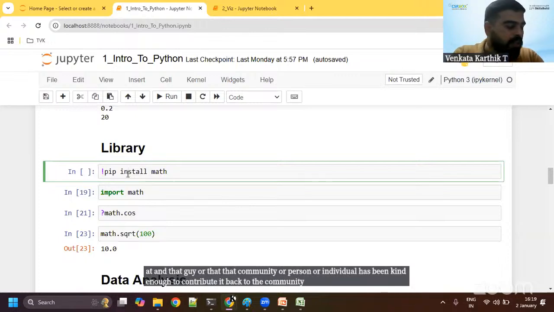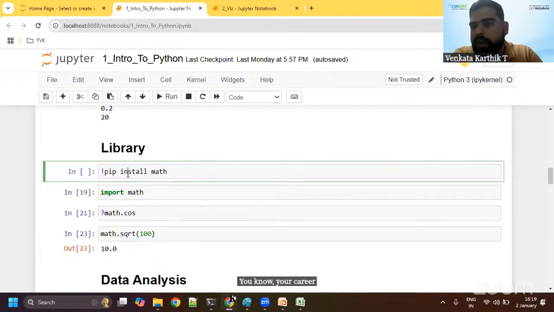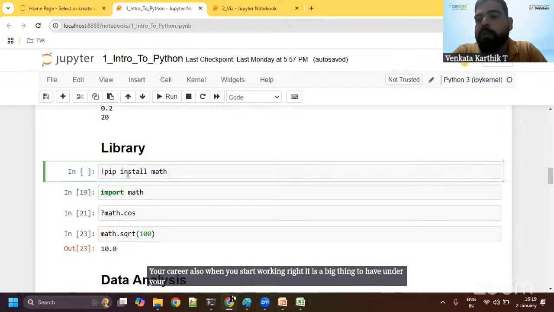Okay, and actually it would be also great if in future you all also can start contributing. That adds a big value to your career also when you start working, right? It is a big thing to have under your name that you have contributed for a particular library. Okay, it's a big deal.